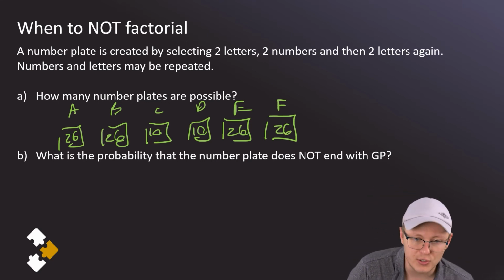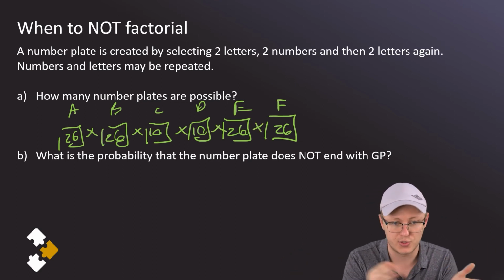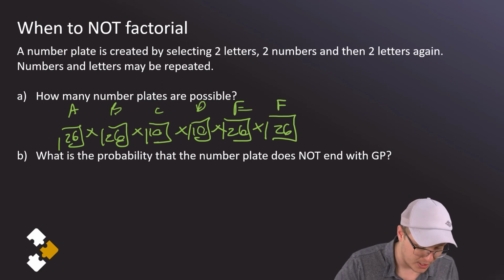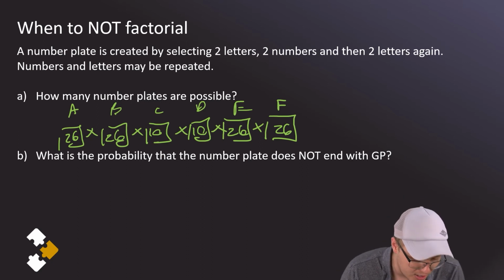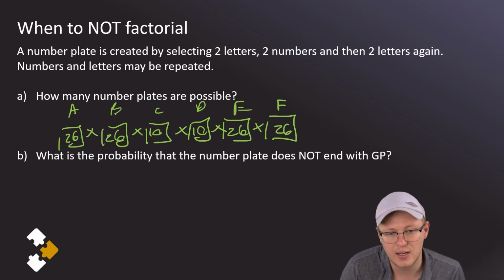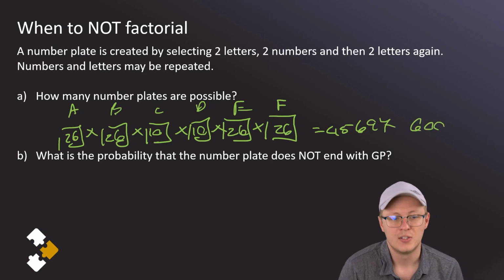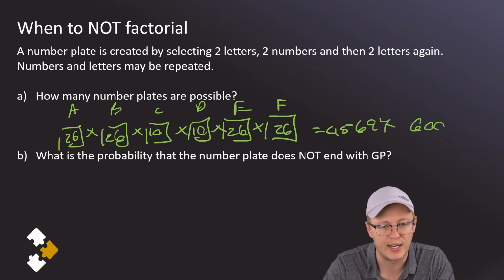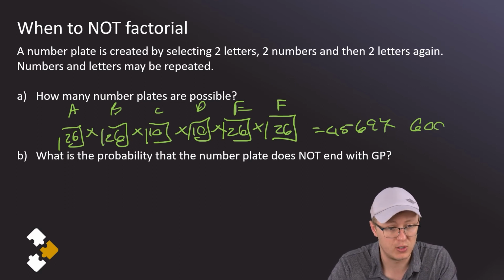So here, the total number of number plates is all the ways in which these 6 events of choosing a thing can happen together. So that's 26 squared times 10 squared times 26 squared, and that is a huge number. So that's 4, 5, 6, 9, 7, 600. Okay, so if you use this sort of form for number plates, then you can register almost 46 million cars with unique number plates, which I think is quite a lot.